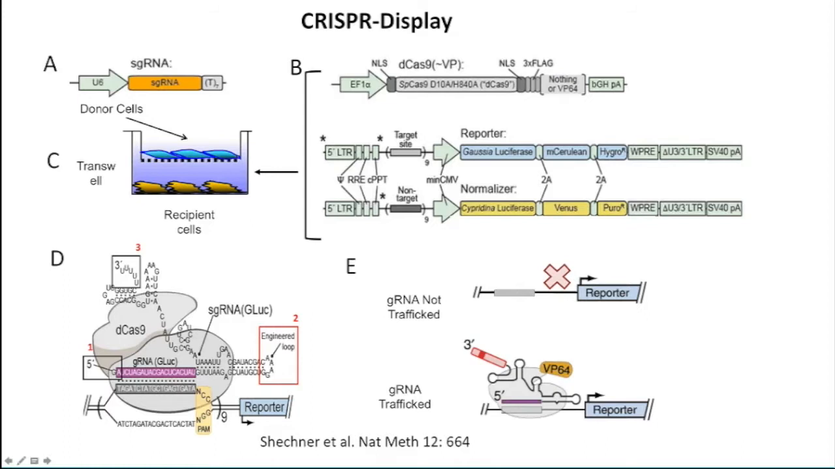And in the recipient cells, we have a Cas9 that's fused to a transcription activator, BP64, so it's not going to cleave DNA, it's going to deliver basically a transcription factor. The Cas9 is going to be delivered to a normalized reporter and then a reporter that does luciferase. So the idea is that if the guide RNA is transferred from the donor cells to the recipient cells, the guide RNA will direct Cas9 to bind to the promoters of these reporters and activate luciferase.